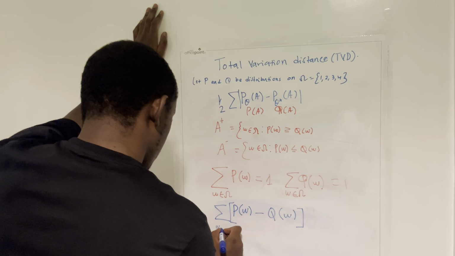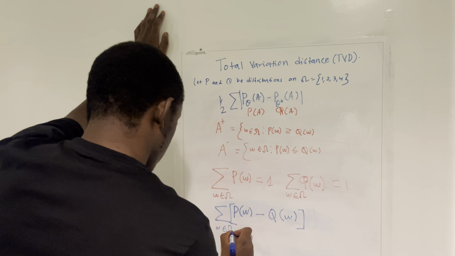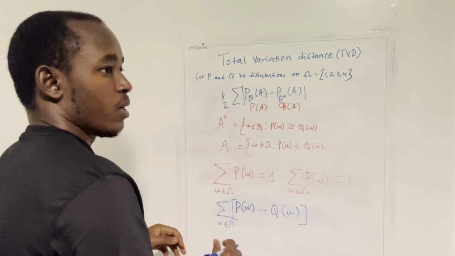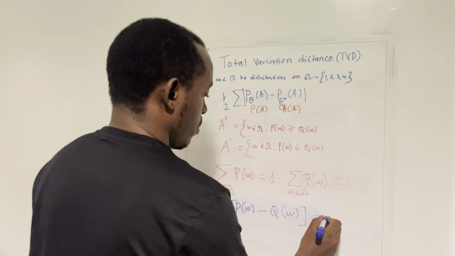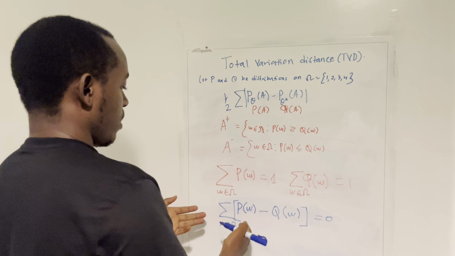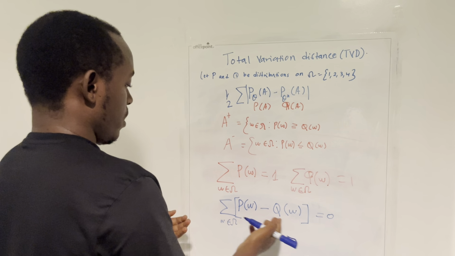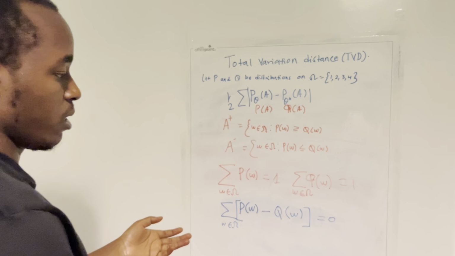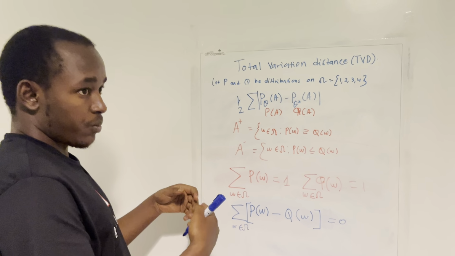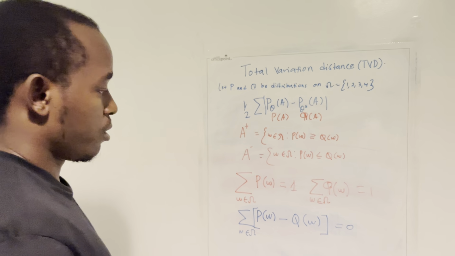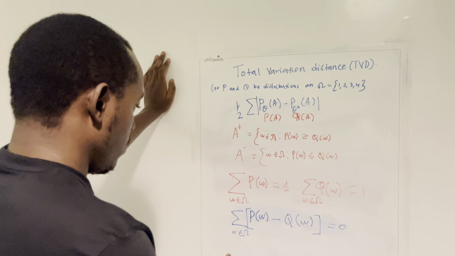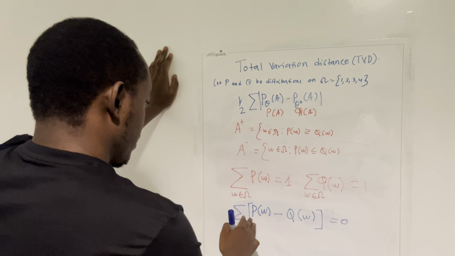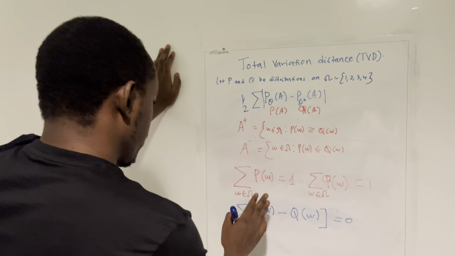So omega, an element of that. When I actually subtract them, this sum is going to be equal to 0 because, as you can see, all of them both equal to 1. So when you subtract them, it's going to equal 0. So basically, what I'm going to do is split the parts where, like, the positive ones.